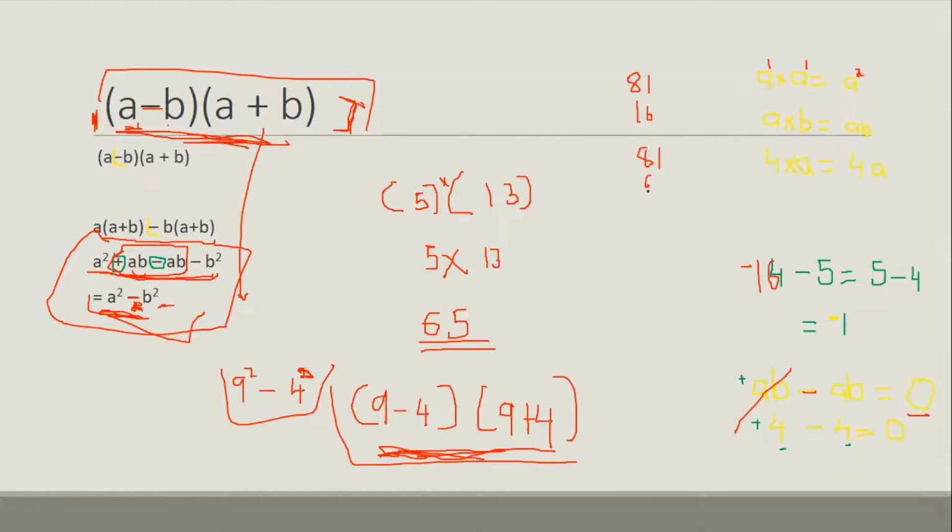So the question is, how does the identity help us to answer questions easily? 81 minus 16 is 65. 65 can also be obtained from 5 times 13. That is why we learn these identities. But I know that the teachers have not reached this far. We closed schools, but these are some of the areas we are going to handle going forward.